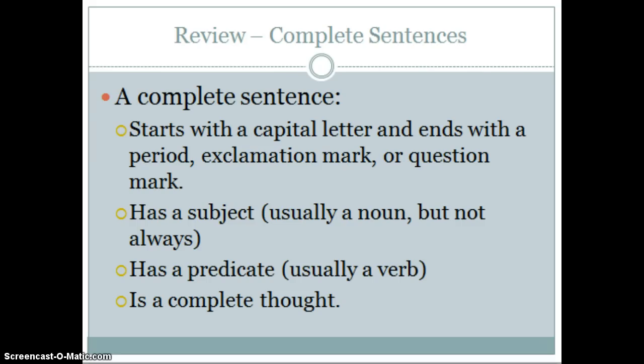Next, of course, complete sentences have subjects, which are usually nouns, but you'll see an example of one where it's not technically a noun. They have what's called a predicate, which is the other half of the sentence. It usually has a verb. The noun has to be doing something or having something done to it, and is a complete thought, which is hard to do without a subject and a predicate. And so there you go.